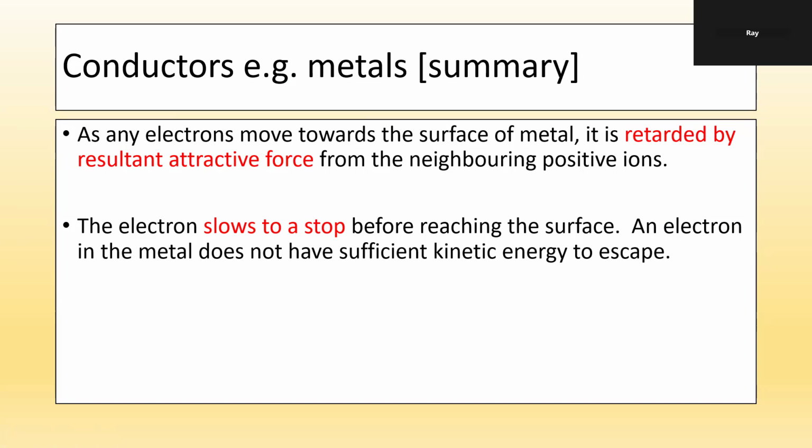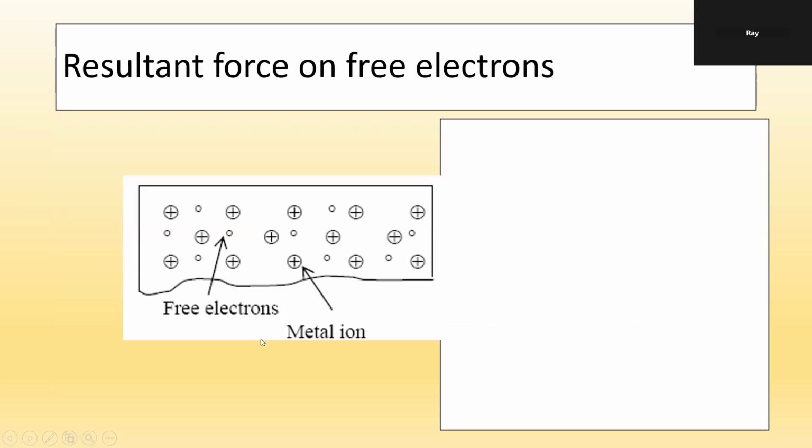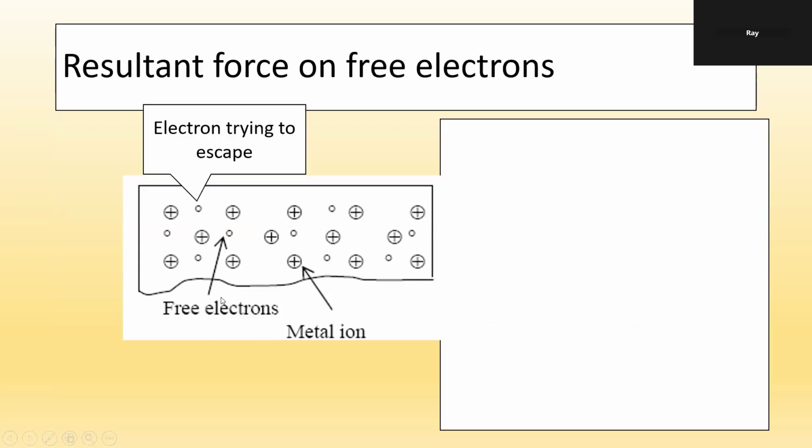This picture is just to illustrate this electron trying to escape. It's attracted by this positive ion. Remember, it's three dimensional. Let me show you the forces acting on the electron. So there's a resultant force retarding it, the green arrow.